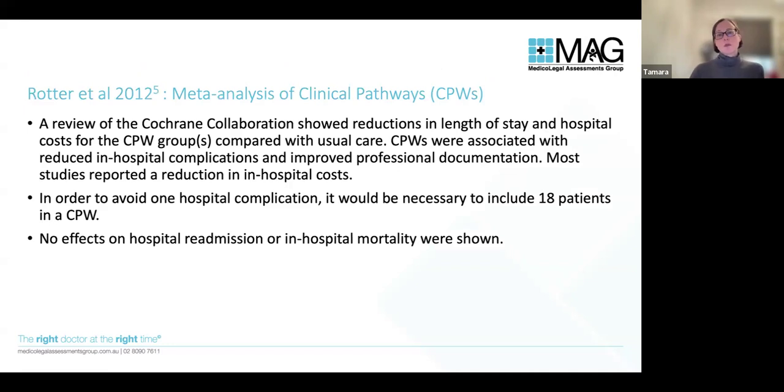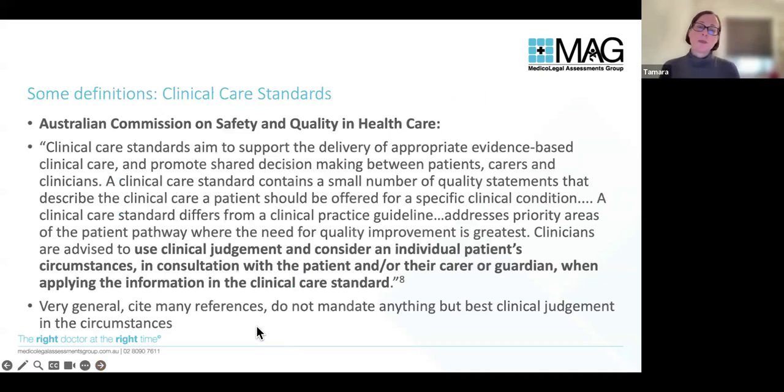A very big review with meta-analysis in the Cochrane group showed that with clinical pathways, which I'll talk about defining, you can reduce costs. And interestingly, I think that number of 1 in 18 to avoid a hospital complication is actually quite a good number. That's quite a significant reduction. The nature of these meta-analyses comparing all sorts of studies with different outcome measures sometimes makes it hard to prove a point. They couldn't show that mortality or readmission were altered by pathways, but it may be just that it's actually difficult to compile those studies.